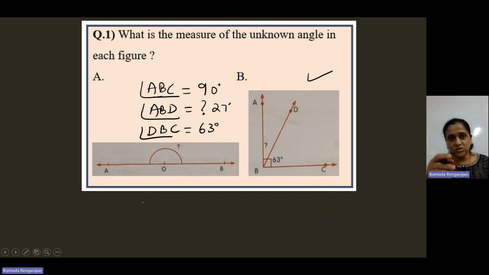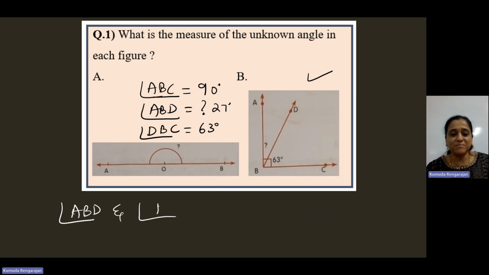Answer this question. Of these three angles, which are the two adjacent angles? Or do you find adjacent angles in this figure? Common vertex, common arm, non-common arms on the opposite sides of the common arm. Name the two adjacent angles. Correct. Angle ABD and angle DBC.